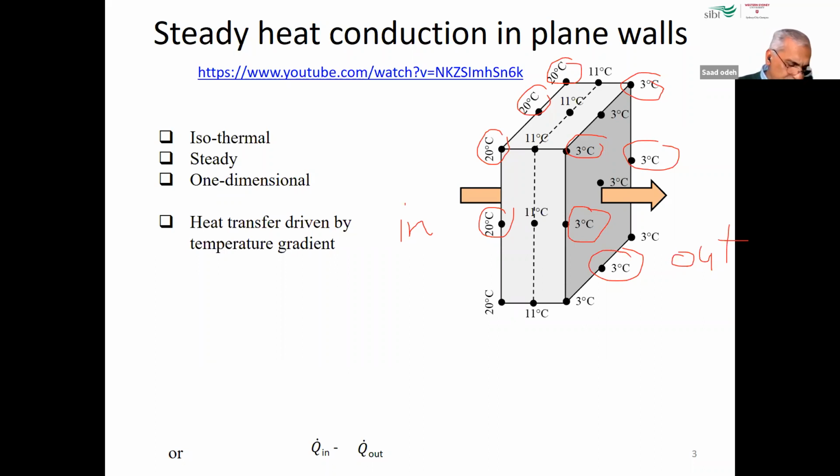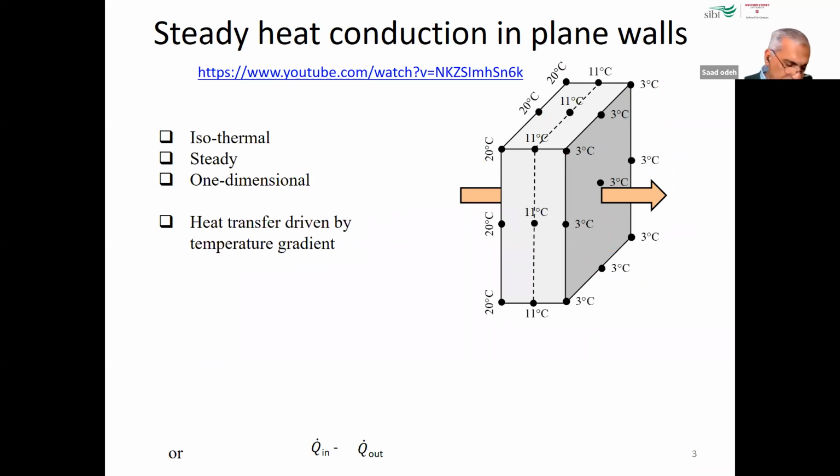Now we have inside and outside, and because there is a difference between the inside and outside, inside temperature is 20, outside temperature is 3, therefore there will be heat transfer. We said last time, heat transfer takes place if there is a difference in temperature. If there is no difference, there is no heat transfer at all. This is the principle of heat transfer. So now, as you can see here, because of this difference in temperature, we have this heat transfer.